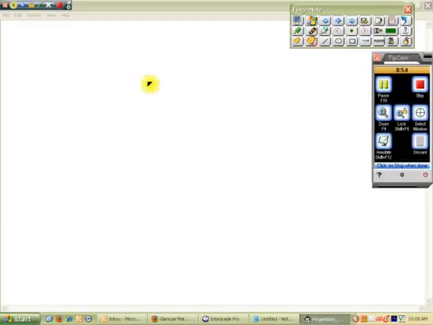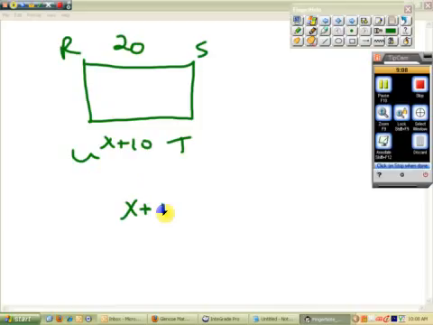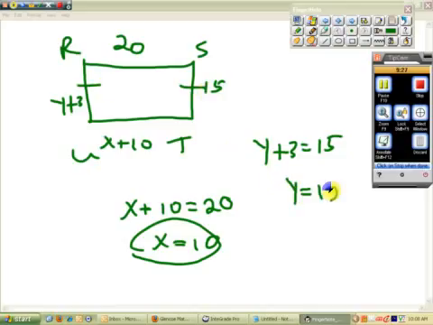All right, moving on. Number 14, RS and UT. They're basically saying opposite sides of a parallelogram, and you know that they're equal. So RS is 20 and UT is x plus 10. So x plus 10 equals 20, so x is 10. Done. Also, that's how you find y. Y plus 3 equals ST, which is 15, because they're equal to each other since it's a rectangle. So y equals 12.